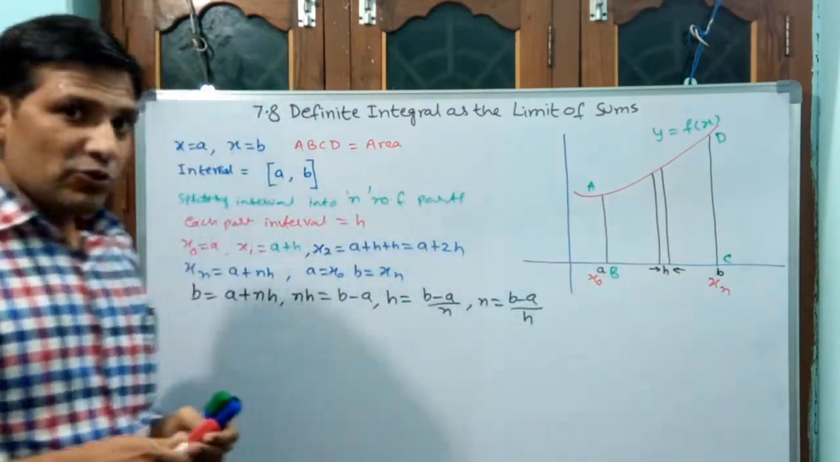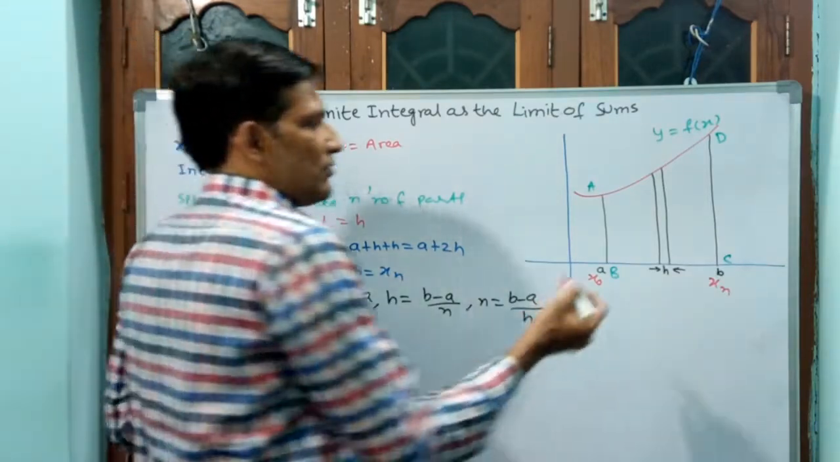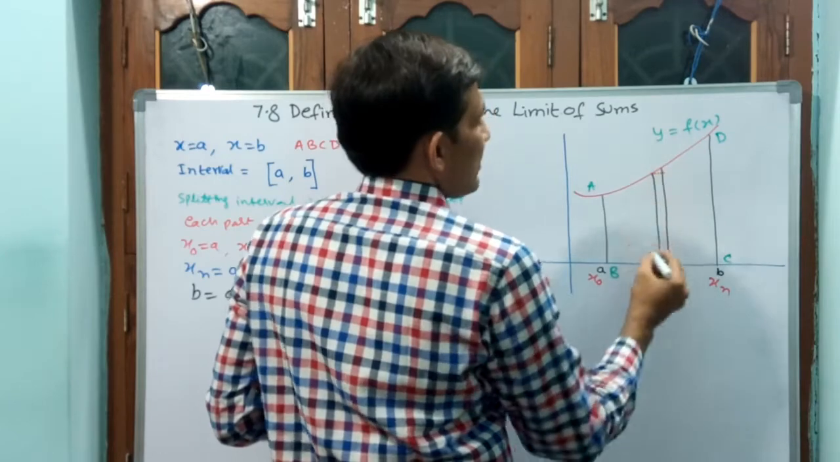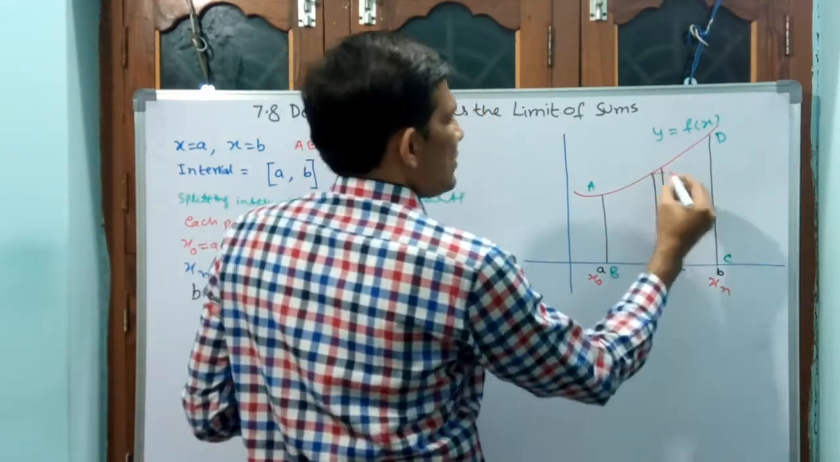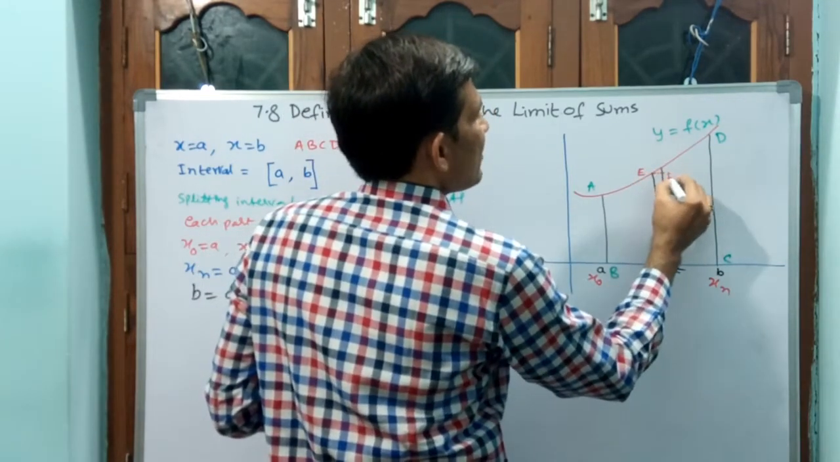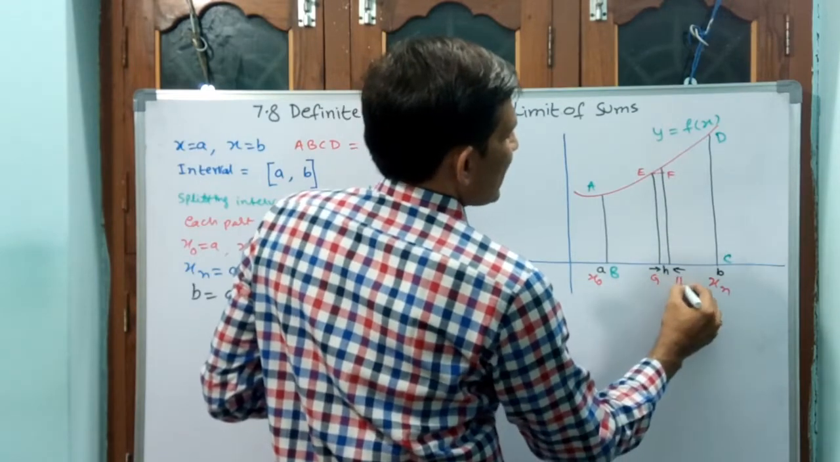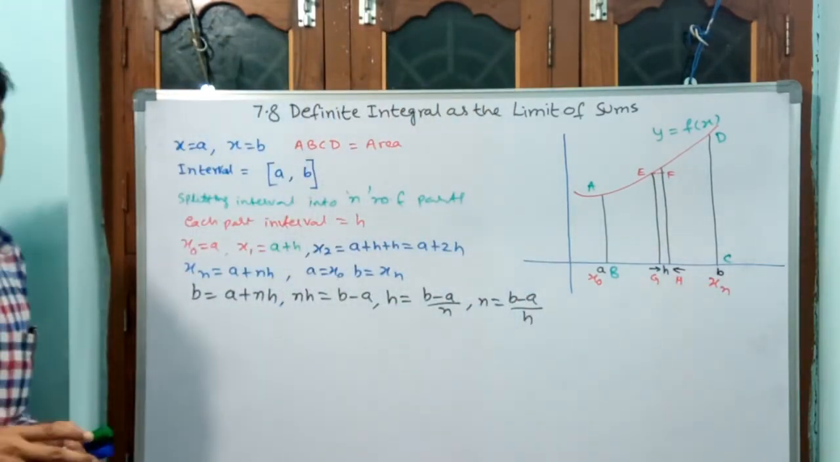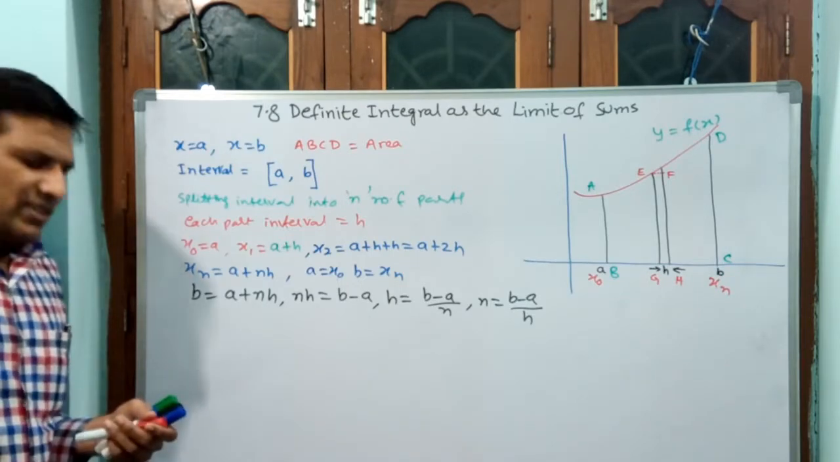This area you understand carefully. This area again, I am putting C small dots here. See, A B C D, over it E F G H, I am writing E F G H. What is E F G H? E F G H is a rectangle.